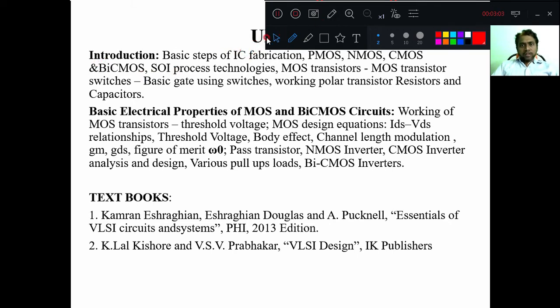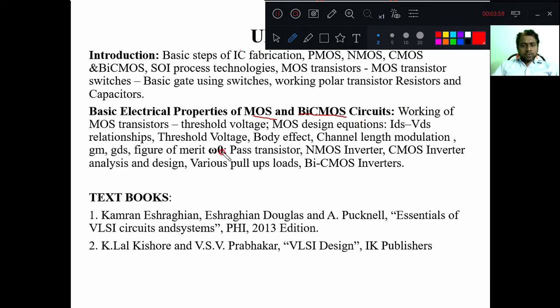In unit 1 you have the introduction part and the basic electrical properties of MOS and BiCMOS circuits. In the introduction, we will have the concepts behind how an IC is fabricated, and what steps are required to fabricate ICs. They are PMOS, NMOS, CMOS and BiCMOS SOI process technologies. In the second part, the basic electrical properties of MOS and BiCMOS circuits, we are going to know some of the mathematical functionalities of these circuits.